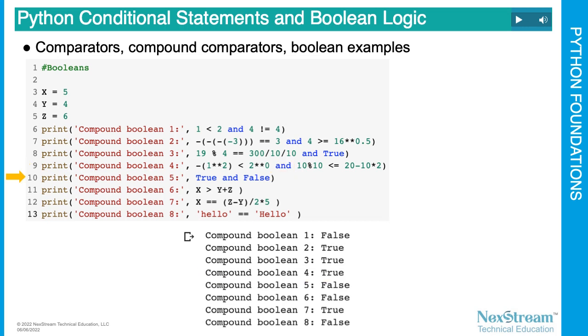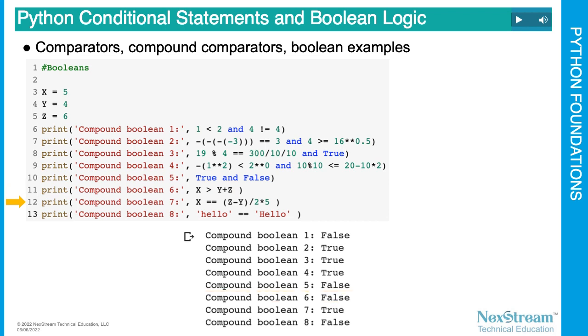In the fifth example, we evaluate true and false, which will produce a false since we need all inputs to be true for the AND function to be true. In the sixth example, we illustrate the evaluation with variables, but it works the same. So when we plug in the values for x, y, and z, we see that 5 is not greater than 4 plus 6, so this output would be false.